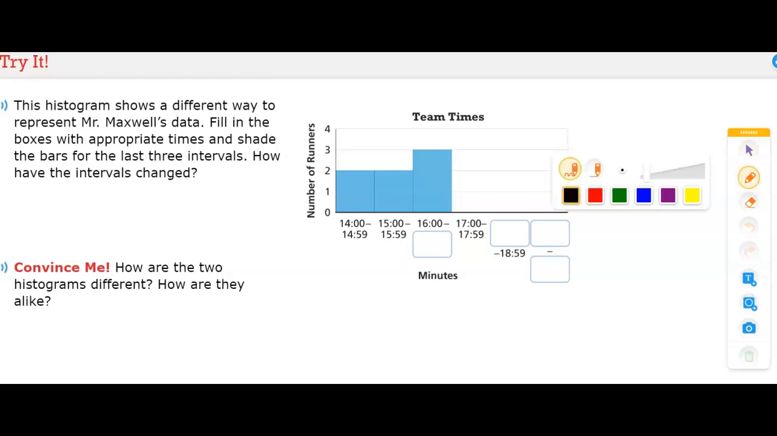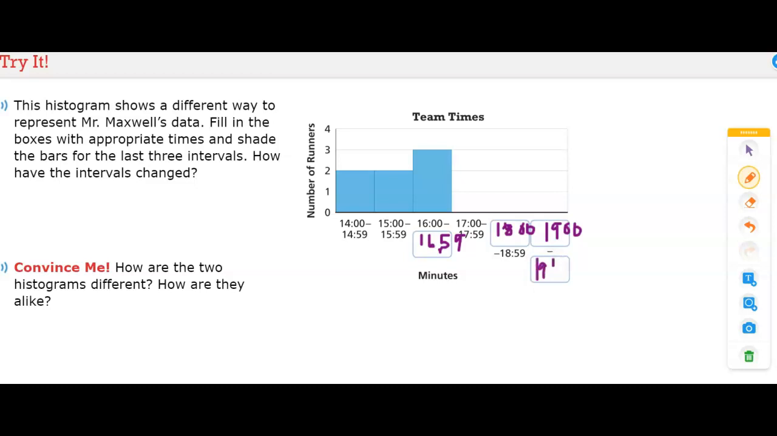So this one would be 16:59. This one would be 18. Okay, that doesn't look right, so I'll just leave that. Okay, and then the next one would be 19 to 19:59. And then it says to shade in the bars of the rest of the histogram.